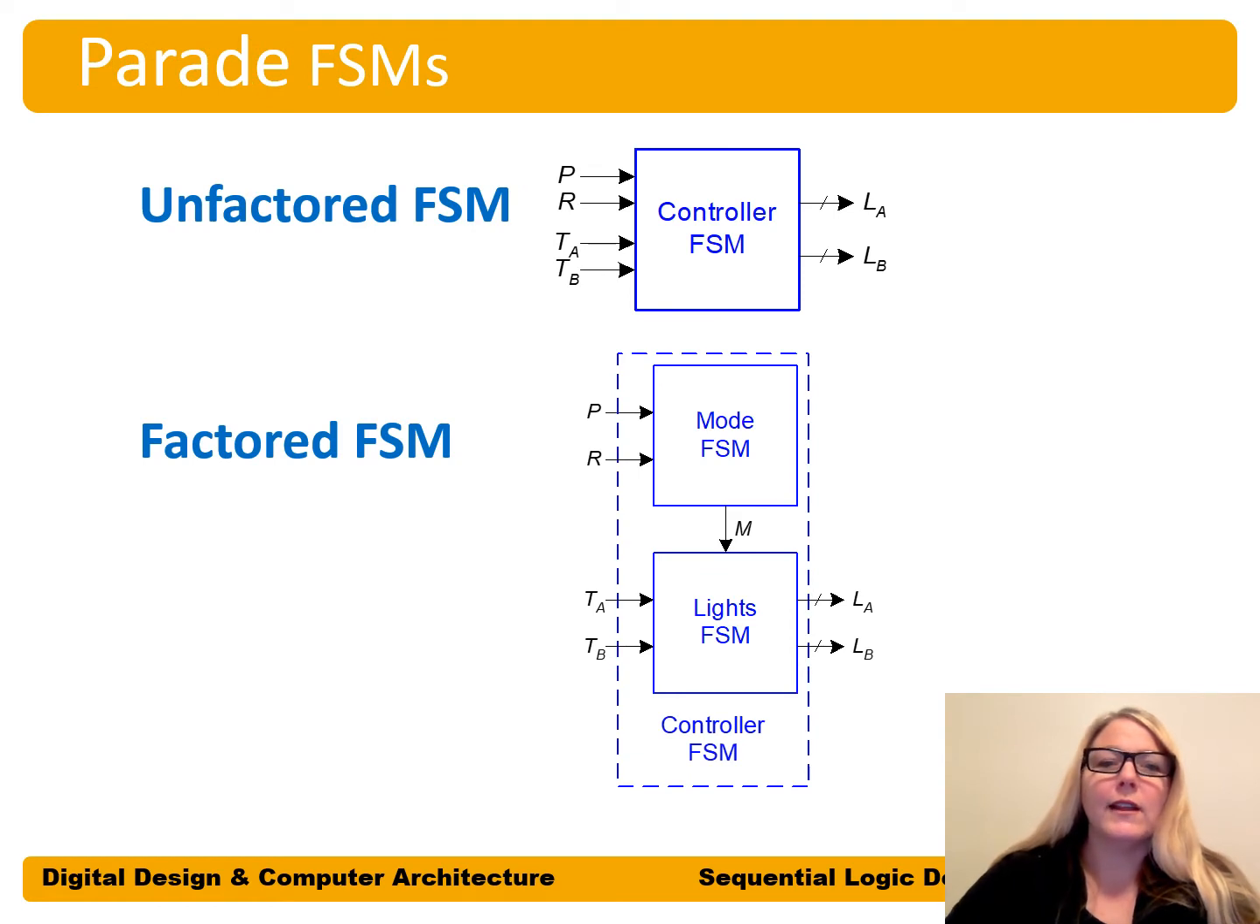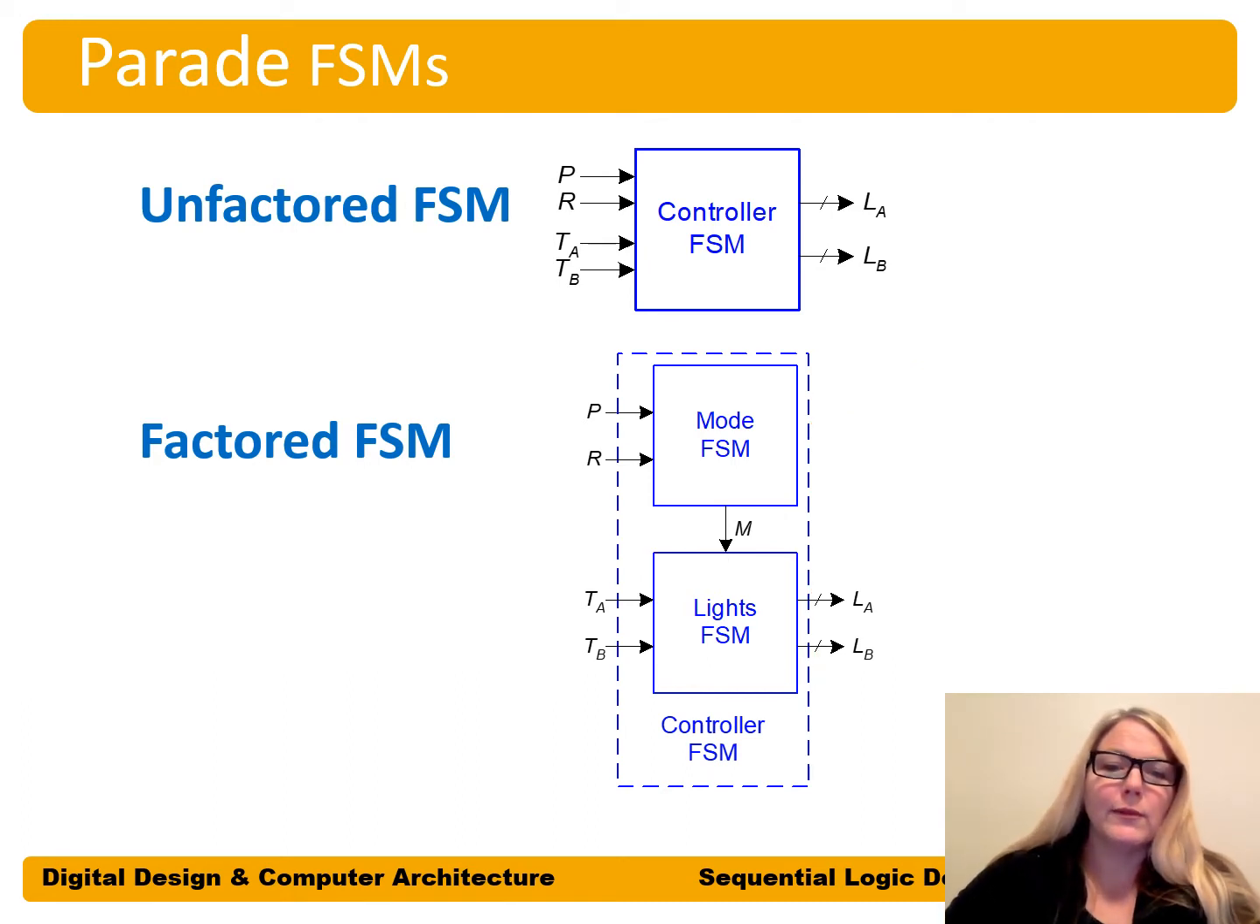So we could have an unfactored FSM where we just include all of those features now in an updated FSM that includes all of that complexity. Or we could basically use our original FSM, the lights FSM, and add a second FSM called the mode FSM that determines when the lights FSM stays with Bravado Boulevard being green.